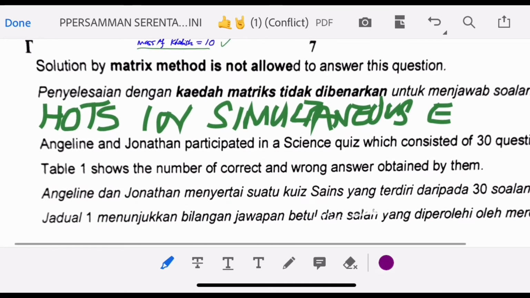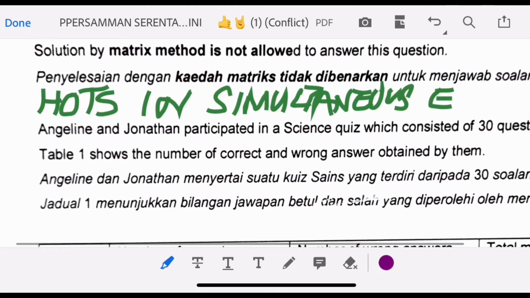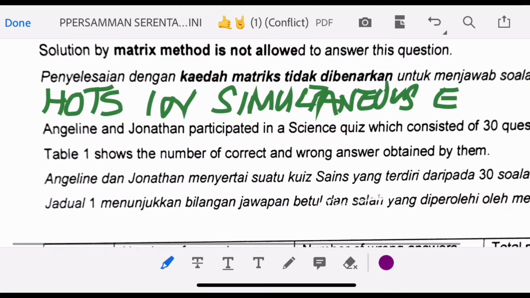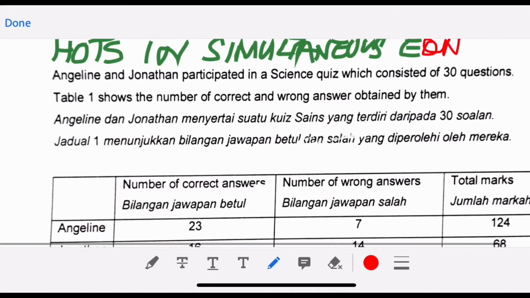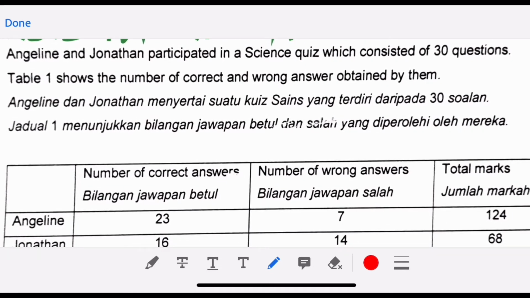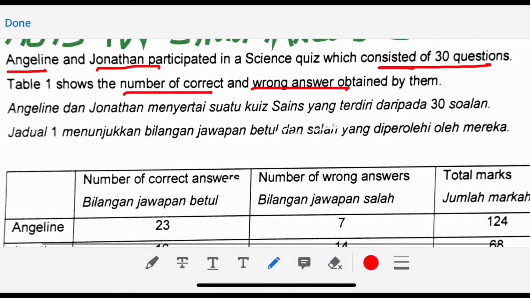Is about Angeline and Jonathan. They participate in a science quiz which consists of 30 questions and you are given a table. If one question answered correctly is given X mark. Okay, if answered wrongly will be minus or deducted, so it will be negative Y mark. Form an equation using the X and Y. So now let's have a look at the table.